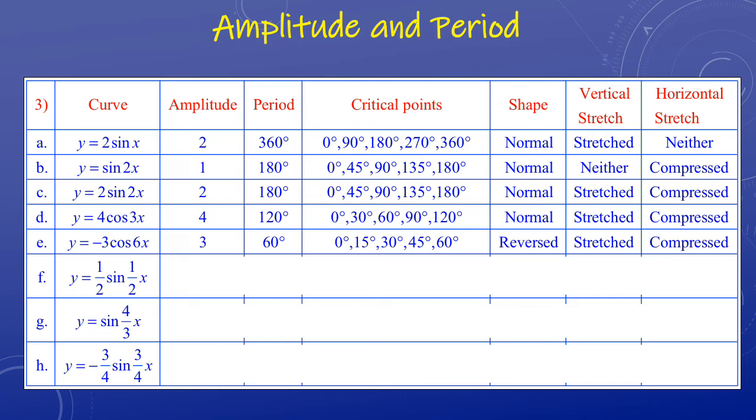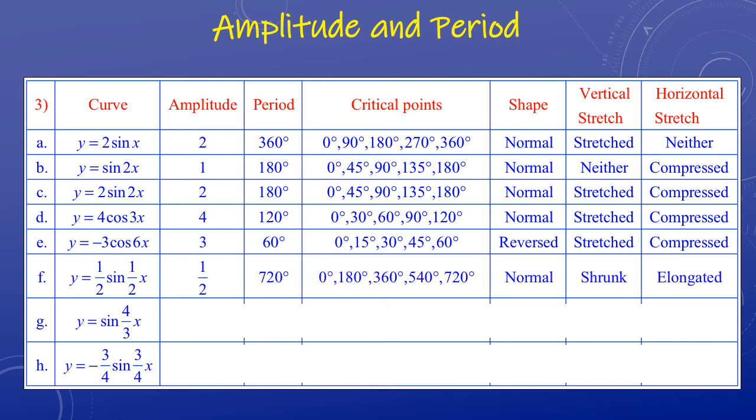Because of the negative, this curve is reversed. Because the amplitude is greater than 1, it is vertically stretched, and because the period is less than 360 degrees, this curve is compressed. In F, we have y is equal to 1/2 sine of 1/2 x.